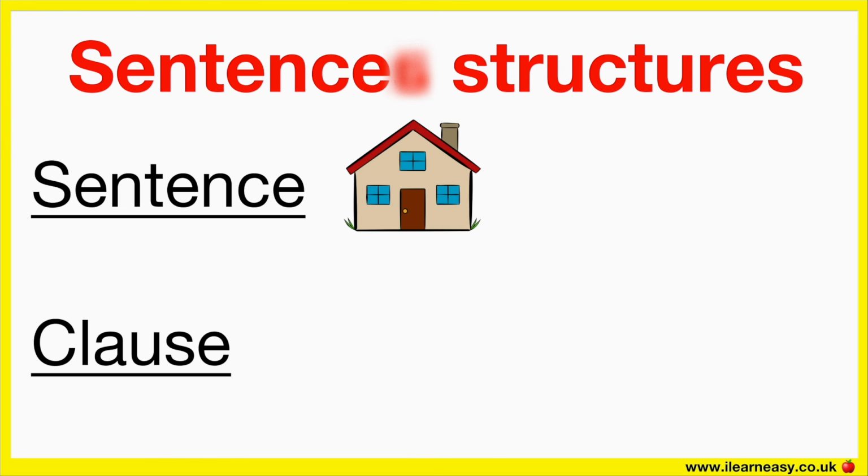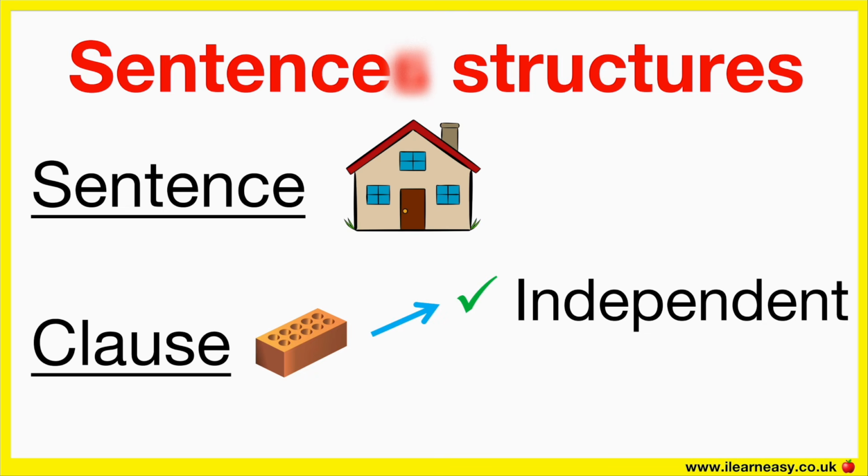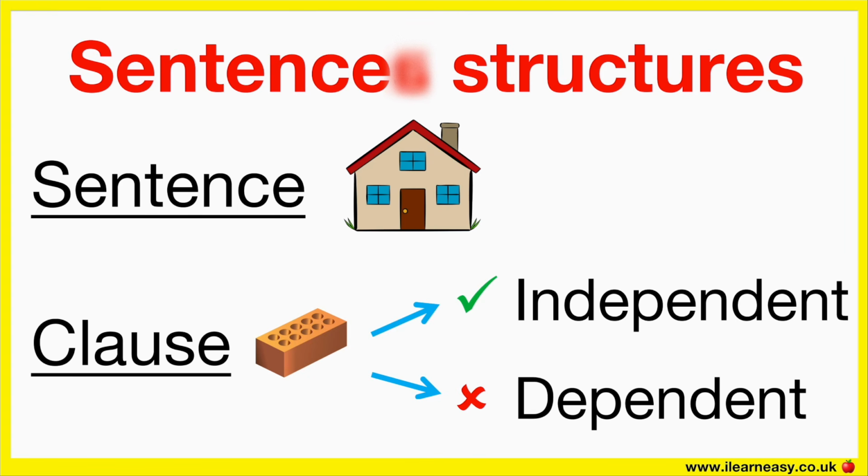A clause is a group of words that contains a subject and a verb. Think of it as a building block, like the brick required to make a house. An independent clause makes sense on its own as a sentence. A dependent clause doesn't make sense on its own as a sentence. It's incomplete and depends on the independent clause to make sense.